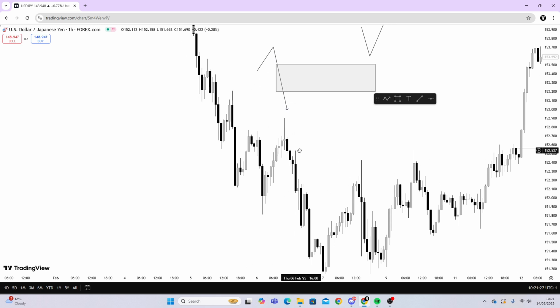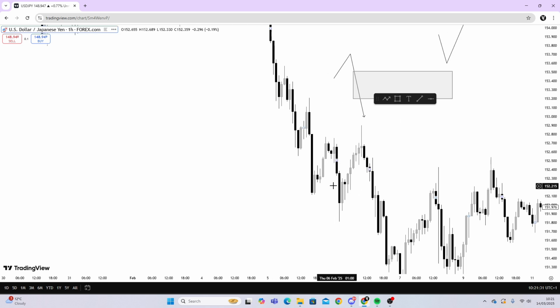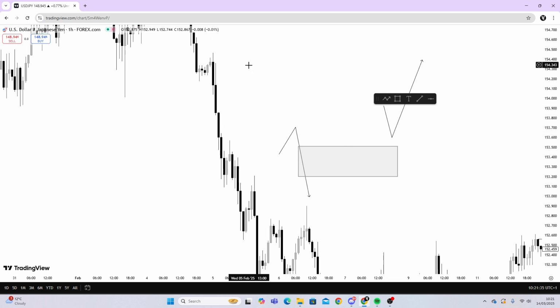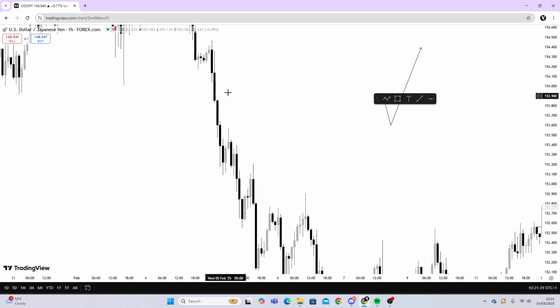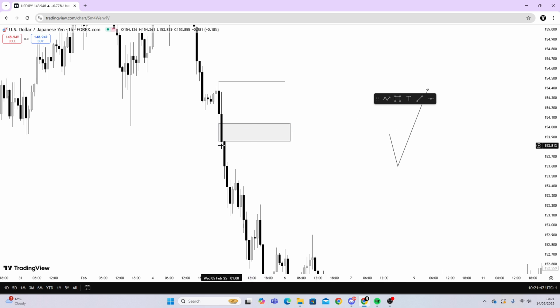So what do we have? Where was my order block? Right here. Okay, so this is the leg lower right here. We have this high. Okay, and we have some fair value gaps. Okay, we have some fair value gaps in here.